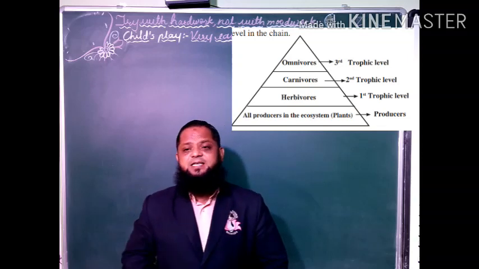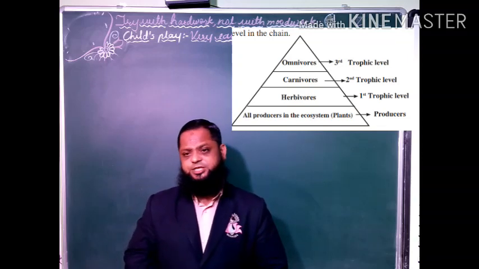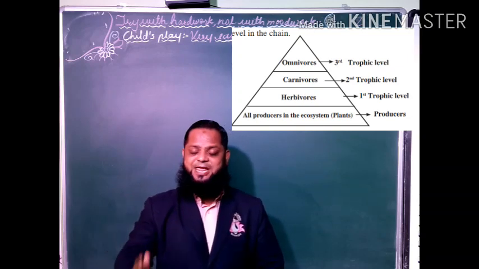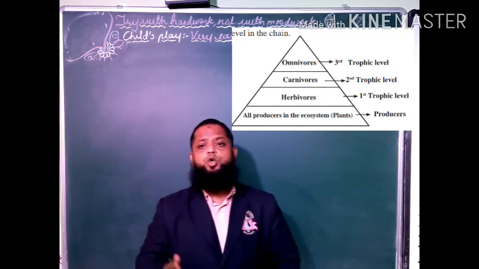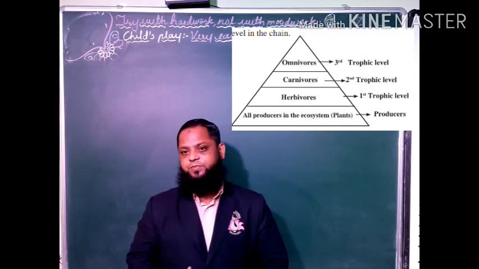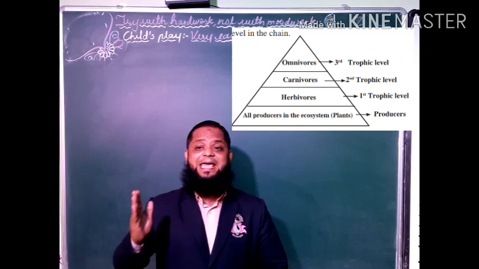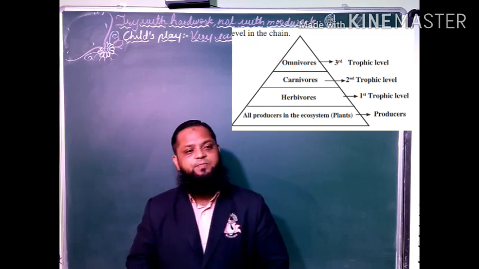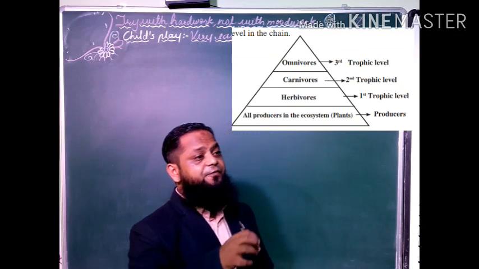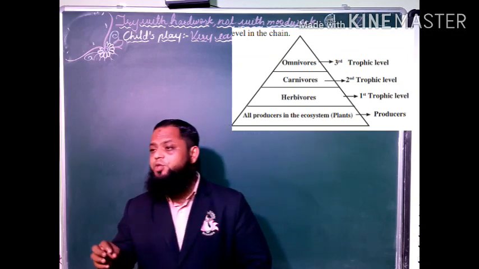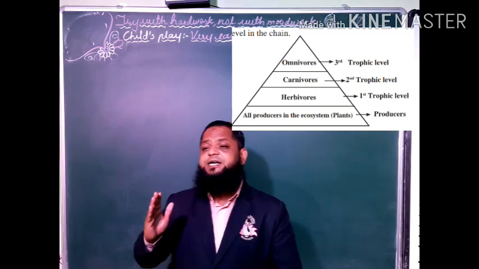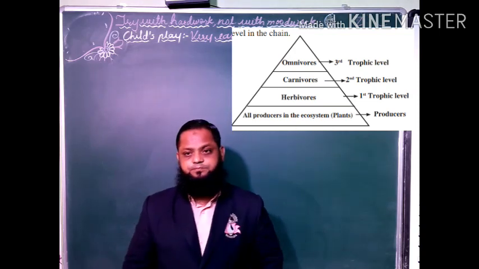Producers act as food for the herbivores. So herbivores are the first trophic level. Herbivores act as food for the carnivores. Carnivores are the second trophic level. And carnivores act as food for the omnivores. So omnivores are the third trophic level.